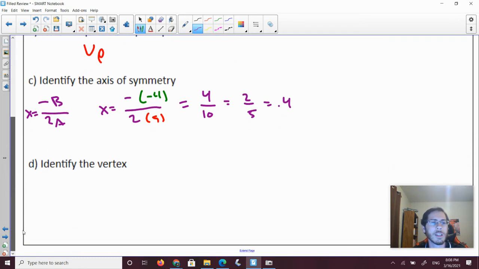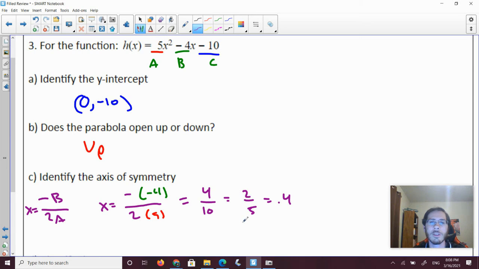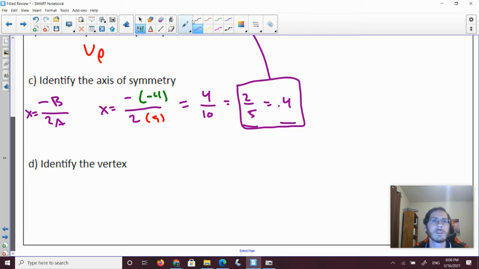And then part D at the end, it says identify the vertex. So to get the vertex, we're going to plug our answer in for that x and in for that x. So for our vertex, I think we did this in red in class. For the vertex, the y-coordinate is going to be 5 times, and again, I think I want to go with 2/5.